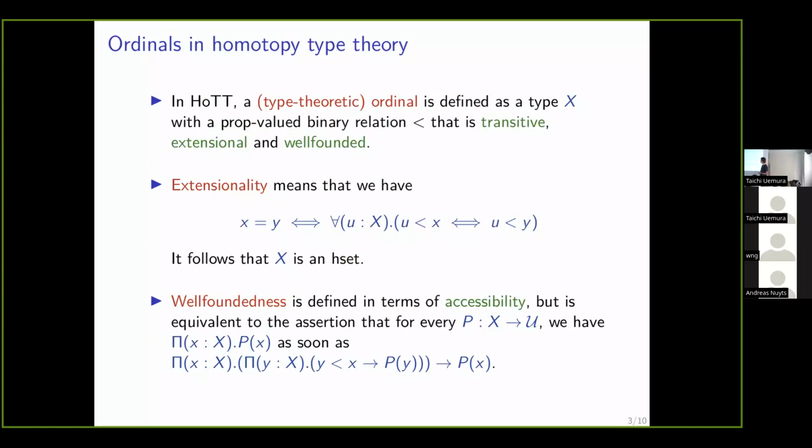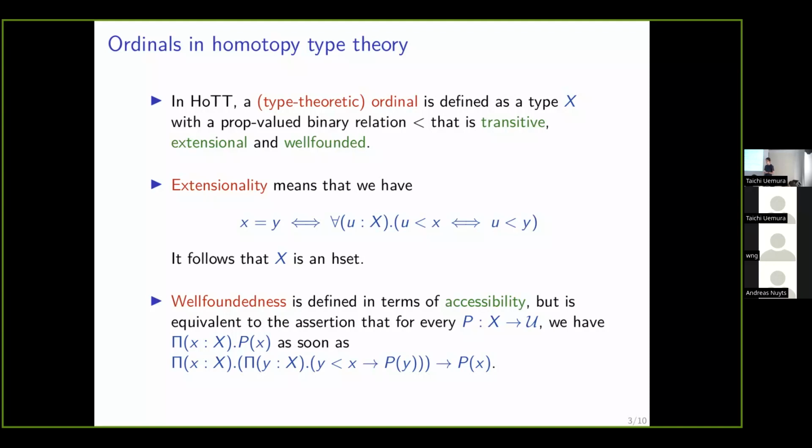One approach to ordinals, as set out in the HoTT book, is to have types equipped with a binary proposition-valued relation that is transitive, extensional, and well-founded. So for the type X, we have a relation. Transitivity is the usual thing, and extensionality means that two elements are identified exactly when they have the same predecessors. So for every u, u is below X exactly when u is below Y. One direction is immediate, and the other one is really the extensionality axiom. It follows that X is an h-set, because this relation is proposition-valued. You can do a little proof there.